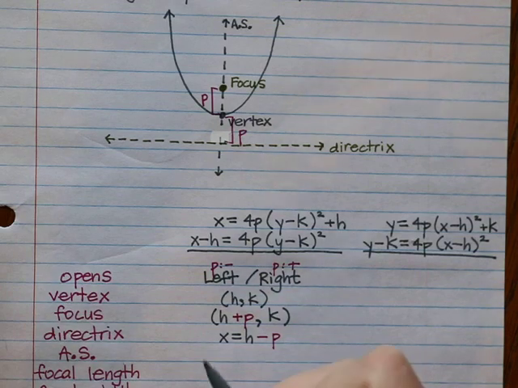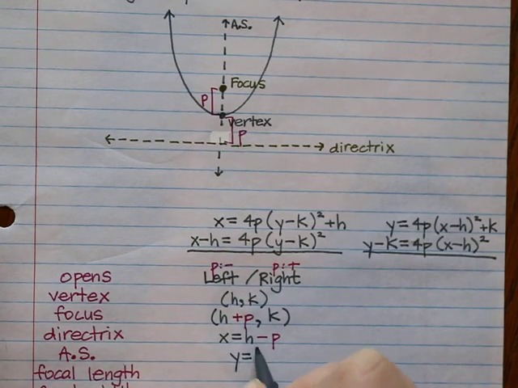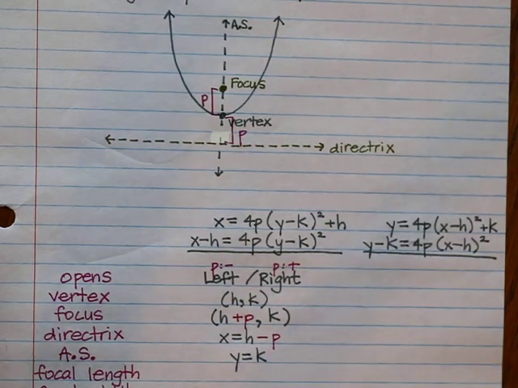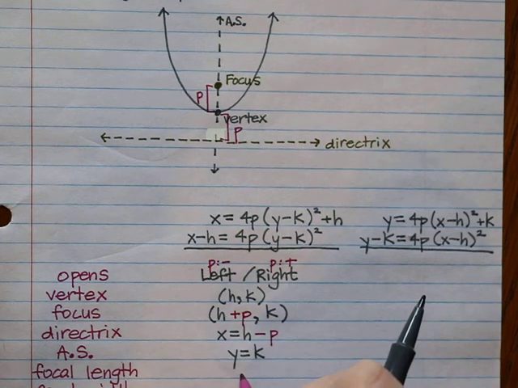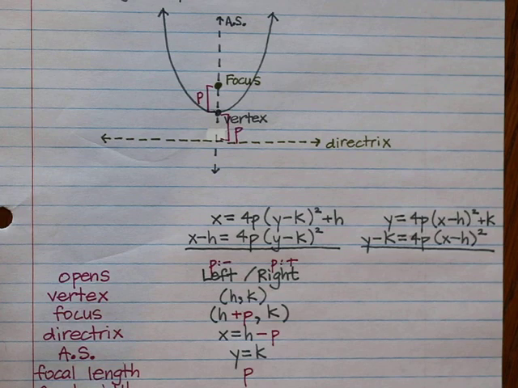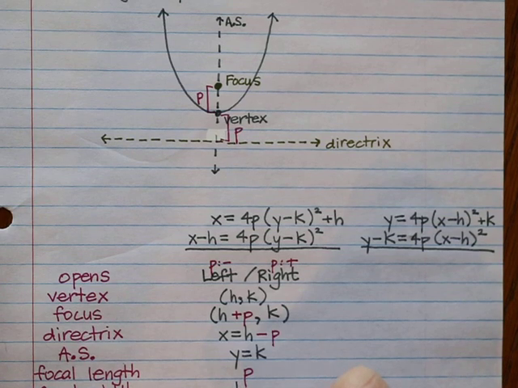The axis of symmetry, it's just y equals k. The focal length is p. And then the focal width is the absolute value of 4p.